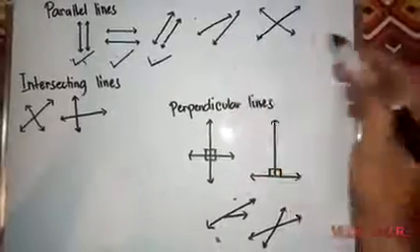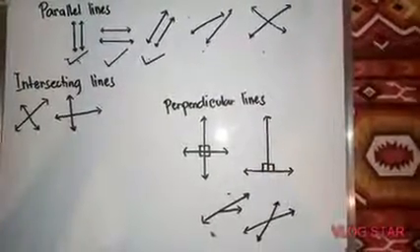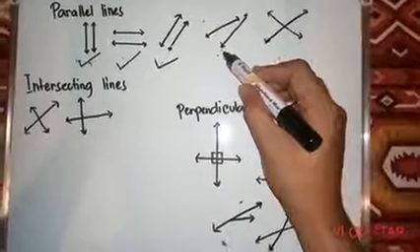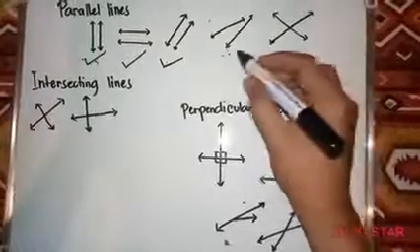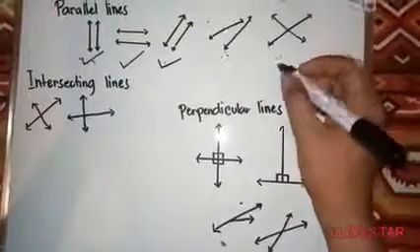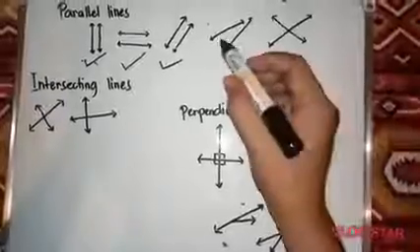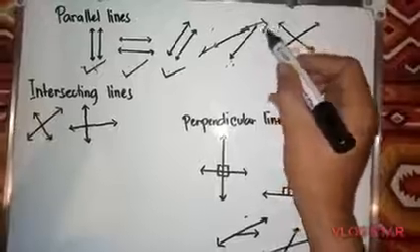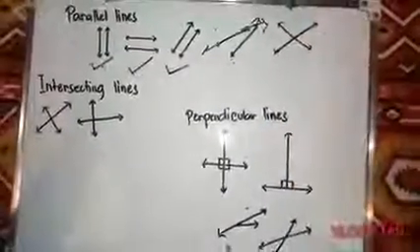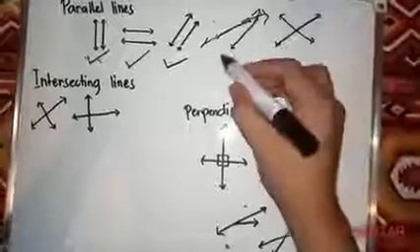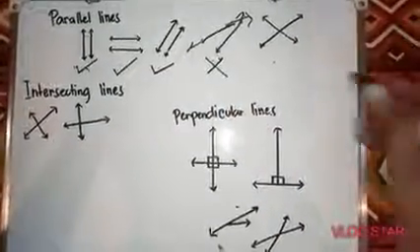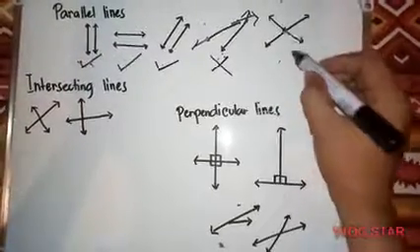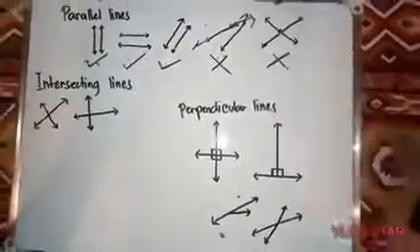But this one, are these parallel lines? These are not parallel lines, because if you extend the lines, these two lines will meet. So it's not a parallel line. Next, this one, the two lines meet at this point, therefore it is not a parallel line.